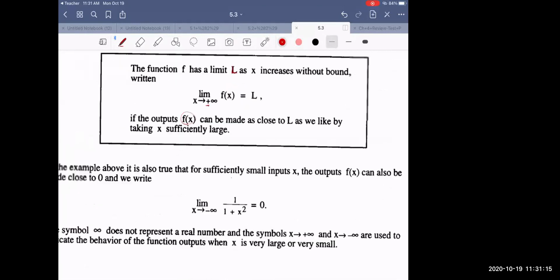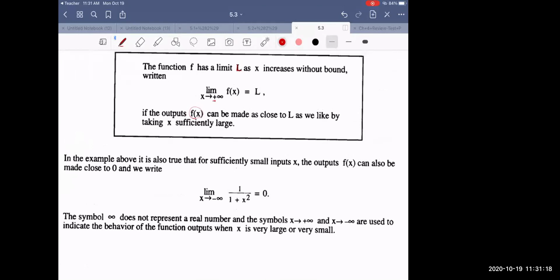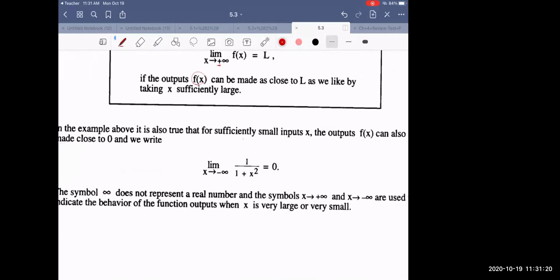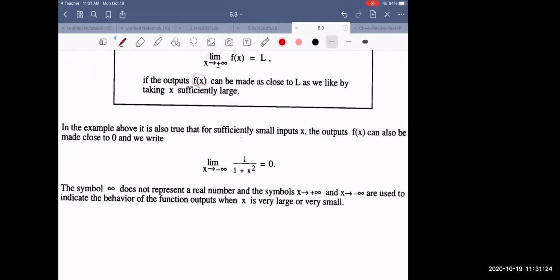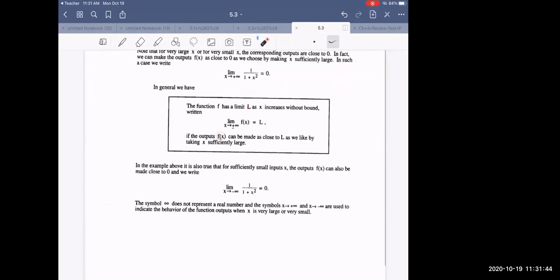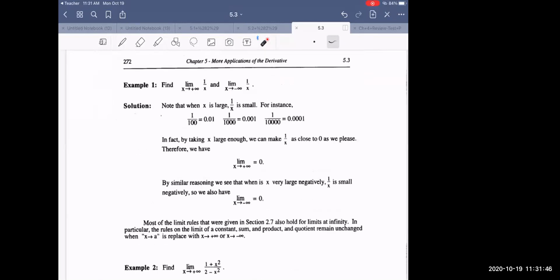Okay, so anyway, if we look at this problem right here, you see this limit is going to negative infinity. And this is very important down here: the symbol infinity does not represent a real number. The symbols plus or minus infinity are used to indicate the behavior of the function outputs when x is really, really big or really, really small. So just keep that in the back of your mind.